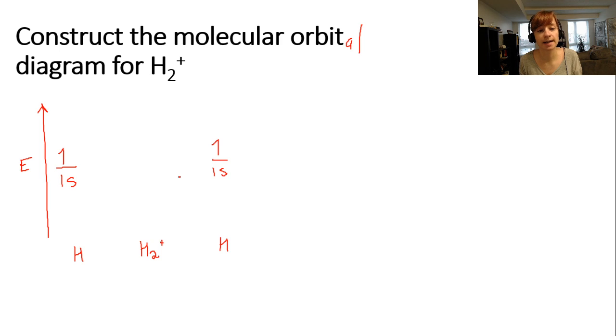So now we want to know what happens if you combine 2 hydrogens together to form H2+. You're going to form a sigma bond because it's going to be a single bond between the hydrogens. So we need to account for one, this is a sigma bond. This is our bonding orbital, but there's also an anti-bonding orbital. So this is sigma star.